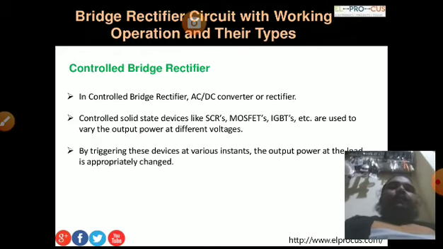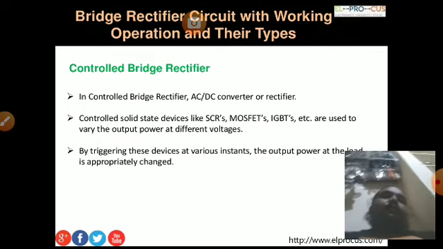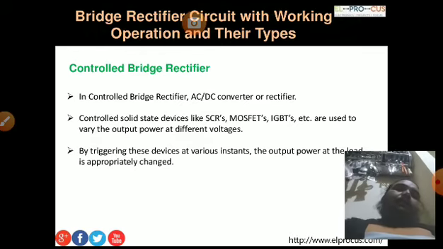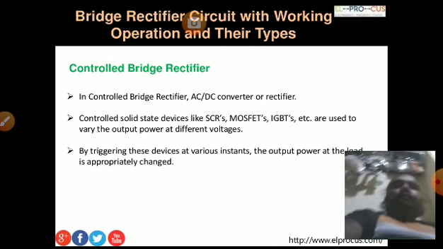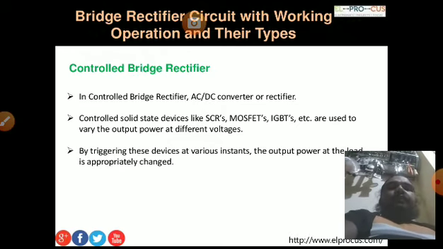Controlled bridge rectifiers. An important factor here is that a controlled bridge rectifier converts AC to DC. The AC current is converted into DC current. The bridge rectifier is a very useful item. A bridge rectifier is made with PN junction diodes or silicon controlled rectifiers.